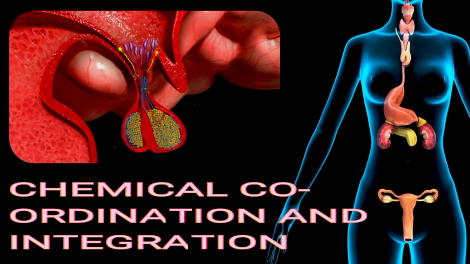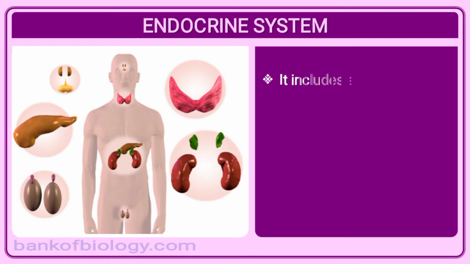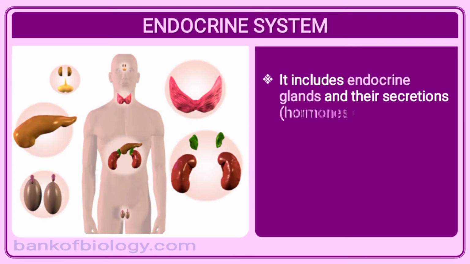Today we are going to discuss chemical coordination and integration. Means to say how different body parts coordinate and how chemicals are integrating different body components together to produce a response against a specific stimulus. And first of all, we are going to look at the endocrine system. It includes endocrine glands and their secretions. These secretions are in the form of hormones.